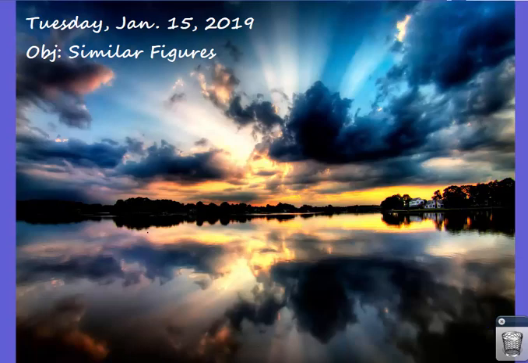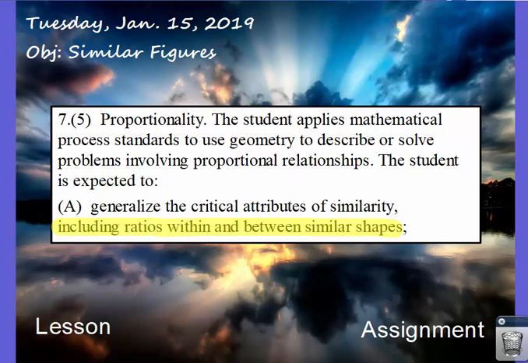So yesterday we began a lesson talking about this particular standard, dealing with proportionality. We were going to generalize the critical attributes of similarity. Yesterday we found out that there were 4 basic characteristics of similar figures. Figures had to have the same shape, they were of different size, corresponding angles were going to be congruent, and corresponding sides were going to be proportional.